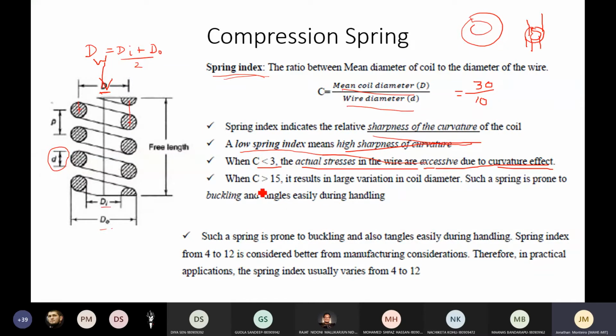What if you have a very large number, say C is greater than 15? Okay, for example's sake, wire diameter is still 10 mm and the coil diameter has gone to around 300. Then relative to the coil, the wire appears very thin, correct? So large variation in coil diameter. The problem with such kinds of springs is that they're prone to buckling. Where is this concept of buckling? Maybe you have heard this.